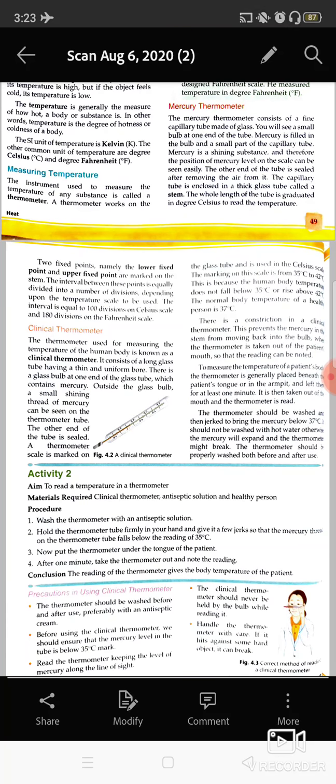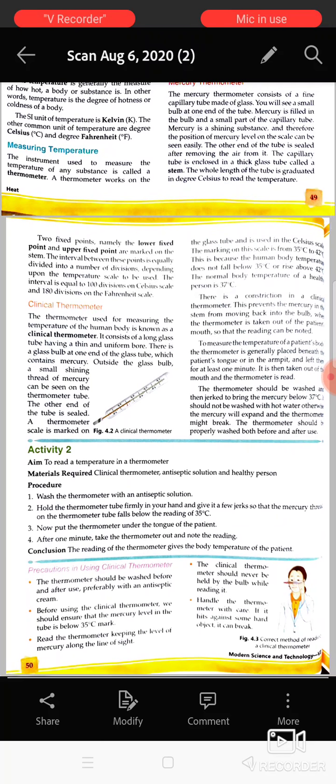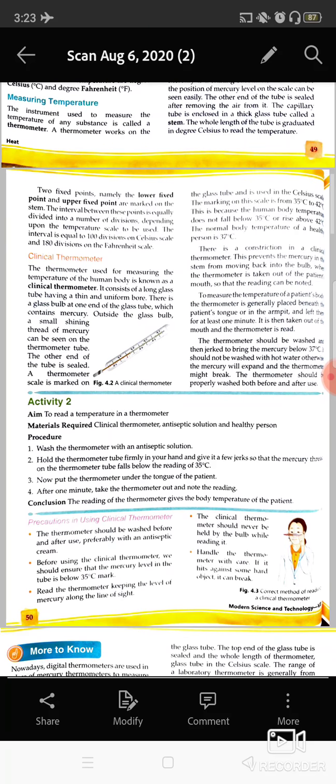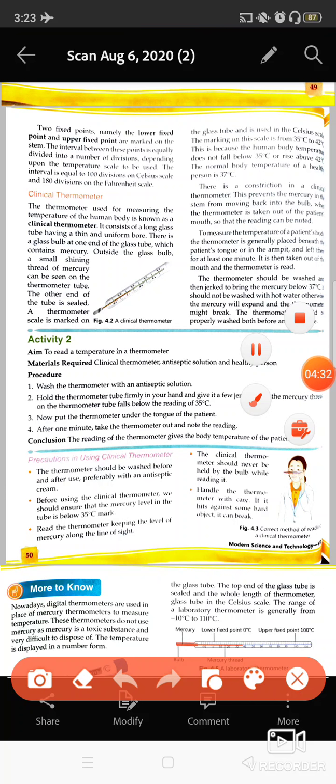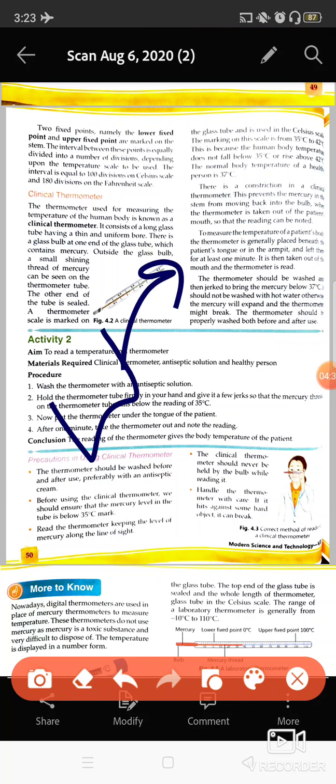So in the mercury thermometer, the substance which is filled inside the capillary tube is mercury. It has 180 divisions on the Fahrenheit scale, and on the Celsius scale it has only 100 divisions. There are 2 points in the mercury or any of the thermometers. One is known as the lower fixed point, and the second one is known as the upper fixed point. The lower and upper fixed points are basically the points at which water changes into ice or water changes into steam, which we will discuss later on.